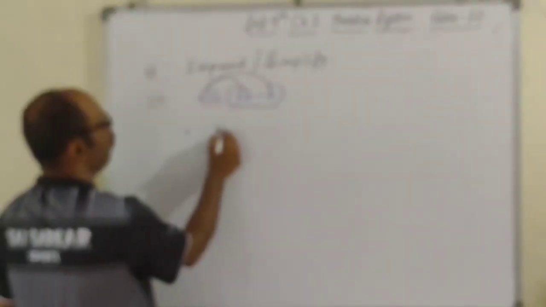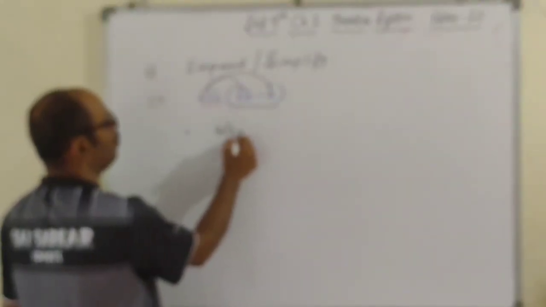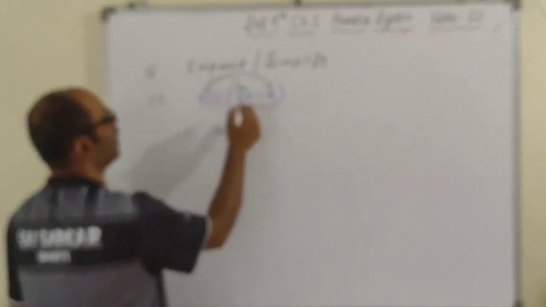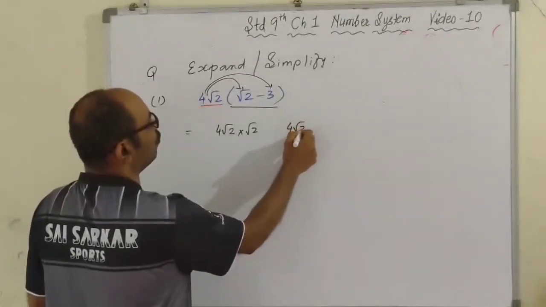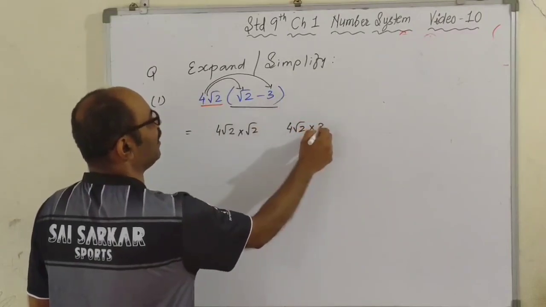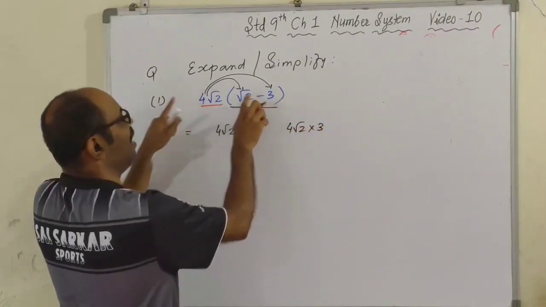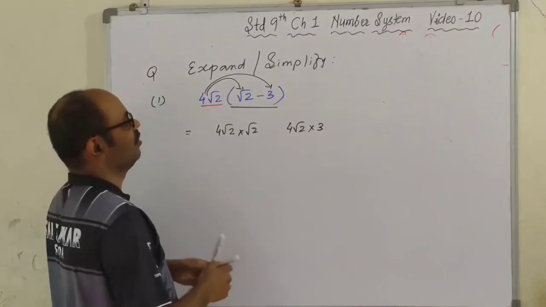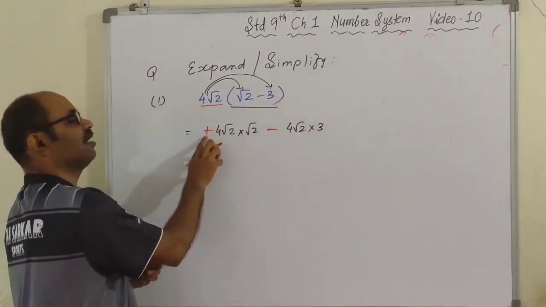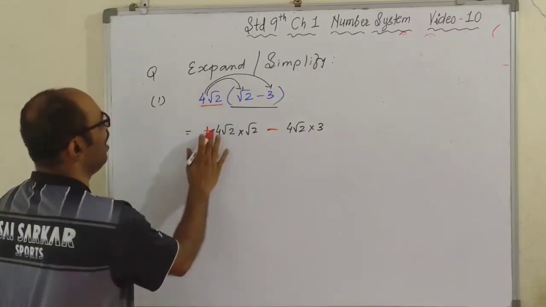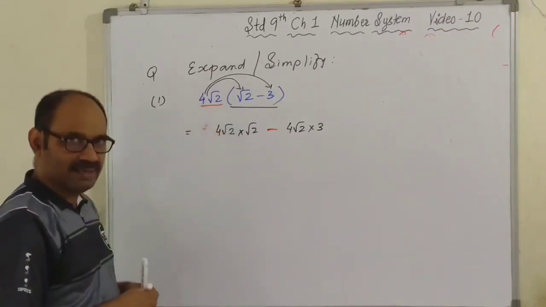So that is 4 root 2 into, you may write dot or multiplication sign, root 2, correct? Same sign, so plus, no need to write. Again, 4 root 2 multiplied by 3, minus or plus, different signs. So here you put minus, here you put plus. A plus rakho, na rakho, chalega. Yeah, better, we won't write.